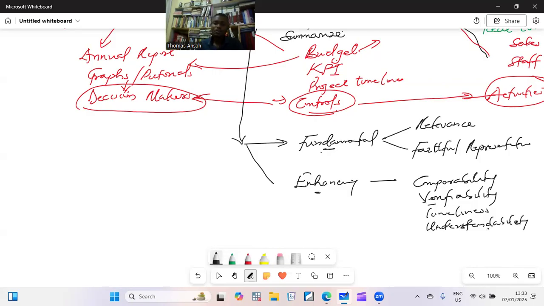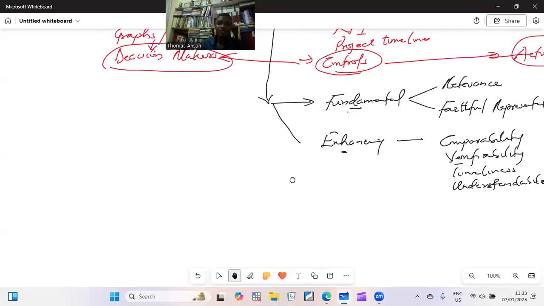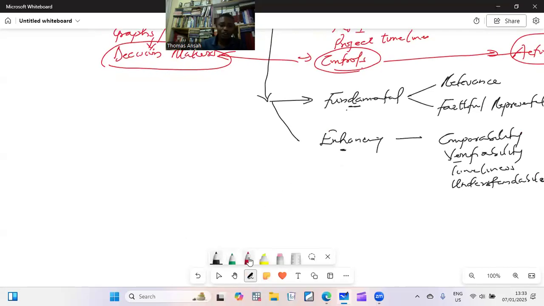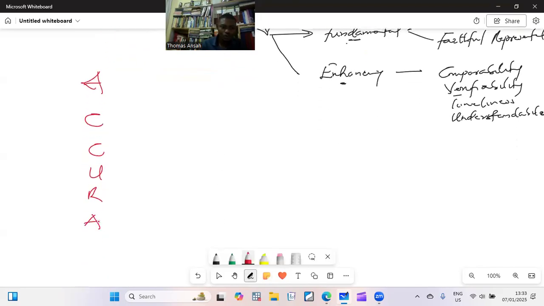The same thing, when we are looking at it from a management accounting perspective, the information that is to come carries the acronym ACCURATE. So management accounting information should be accurate. A stands for accuracy itself. What do we mean by that? Information should be purposeful and faithfully represented. It should be right.